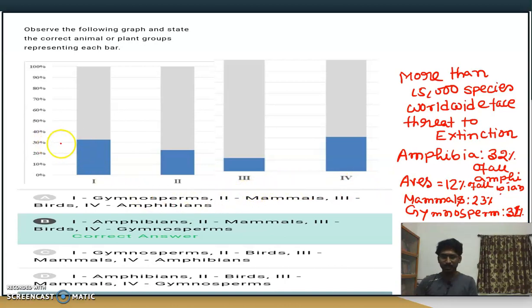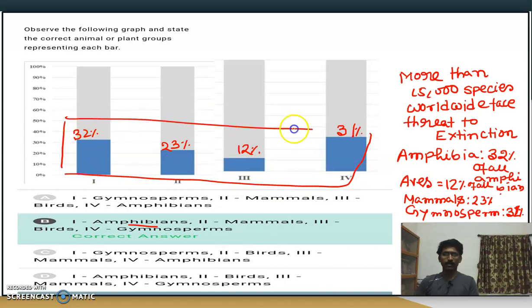Now match these: they are almost 32%, nearby. Amphibians are 32%, the second one is mammals at 23%, and aves are 12%, and gymnosperms are 31%. So you have to remember the percentages, then you will be able to solve that question. These are the extinction rates. So the answer is option B.